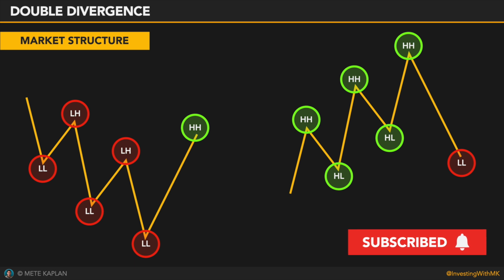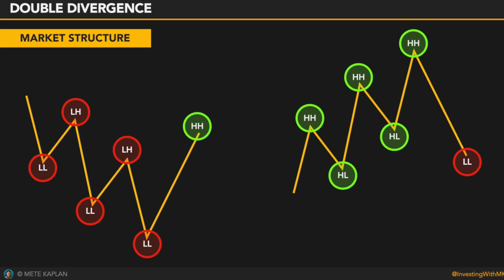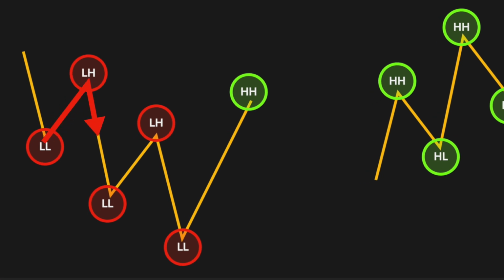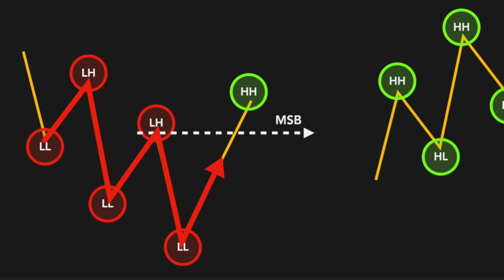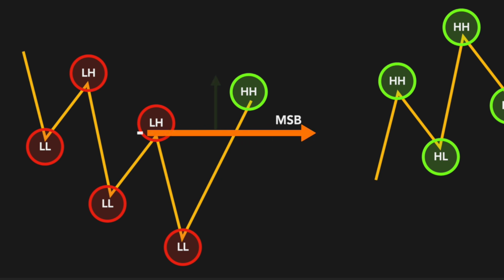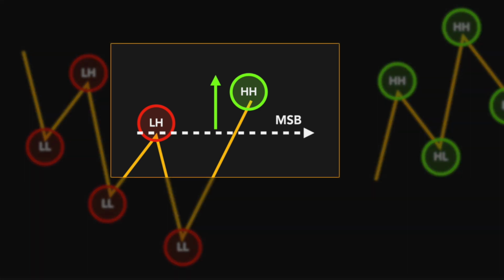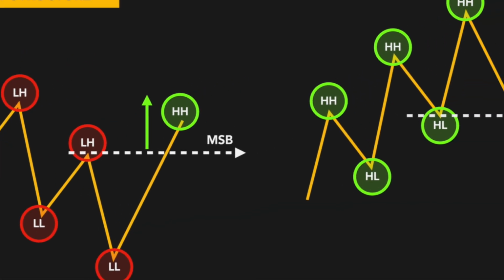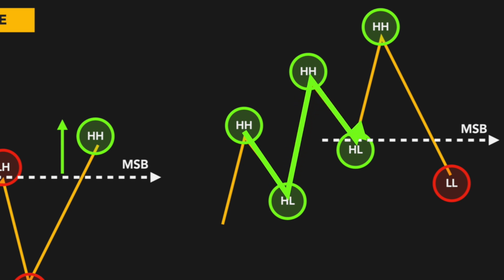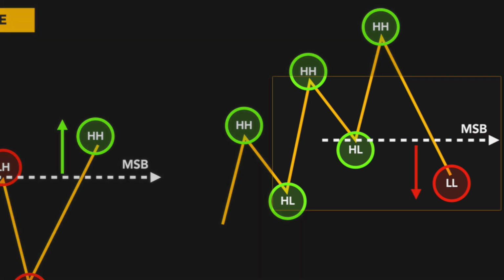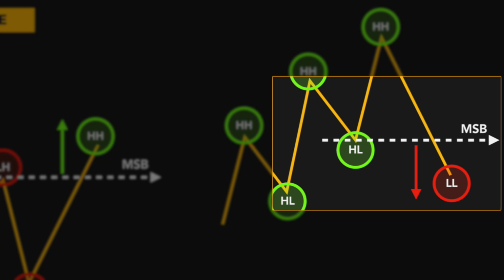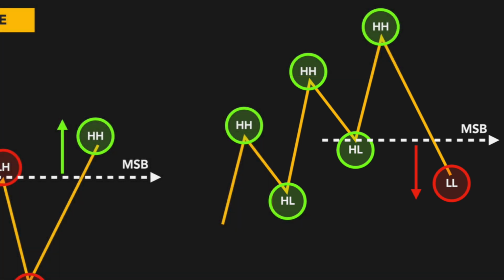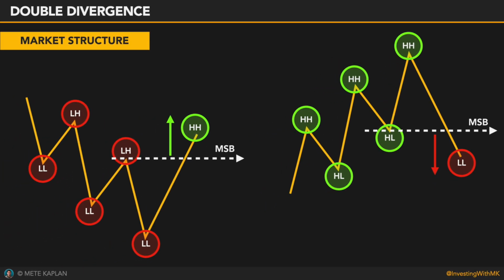Market structure and market structure breaks are quite simple. As you can see, when we are in a downtrend, the moment we break the final lower high to the upside, that is our market structure break. Vice versa, in an uptrend, the moment we break the last higher low to the downside, that is our market structure break. You will not believe how many trading strategies are based on MSB. In the future, I'll be teaching all of them.